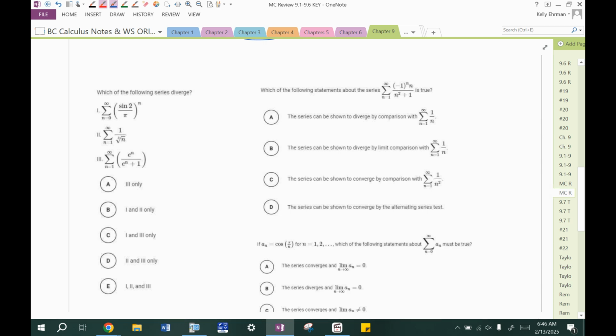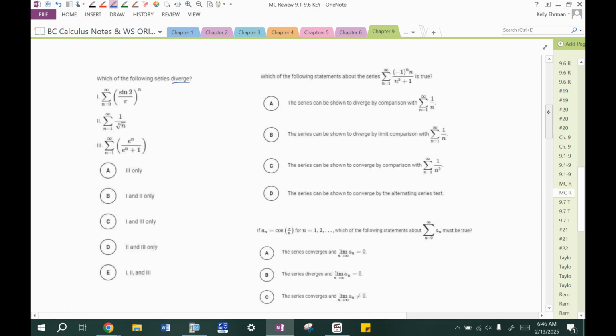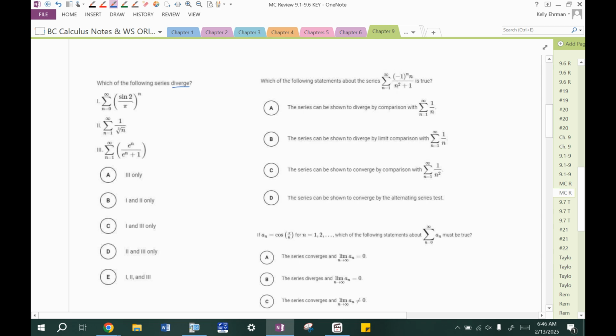All right, which of the following series diverge? So that could be nth term test, p series, whatever. Let's look at this one. Sine of 2 over pi. Now, sine of 2 is like 2 radians. I know we don't know that exact value, but here's 0 radians. And let's see, here's 1.57 radians. Here's 3.14 radians.